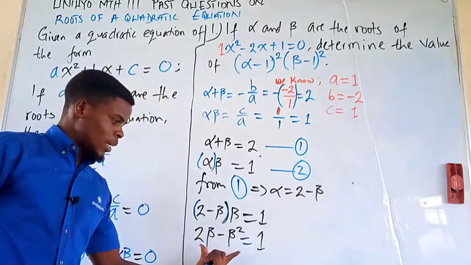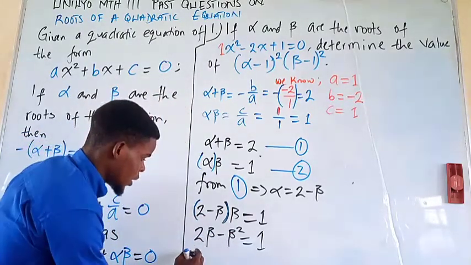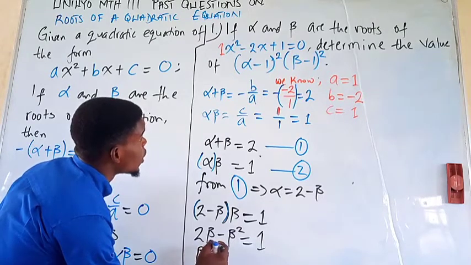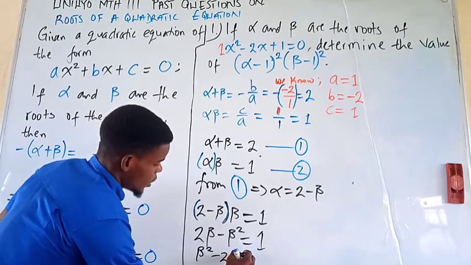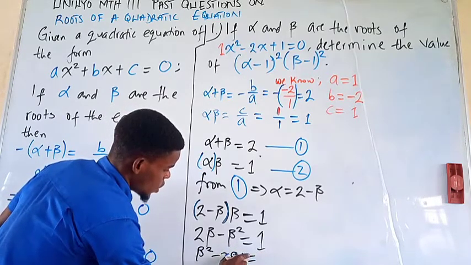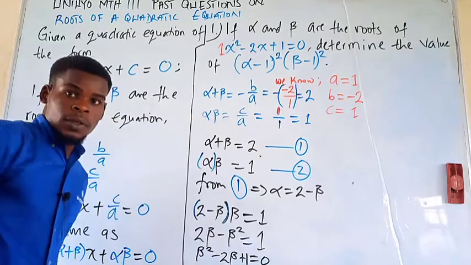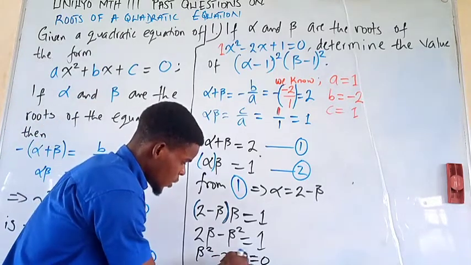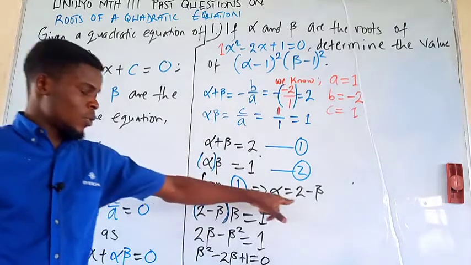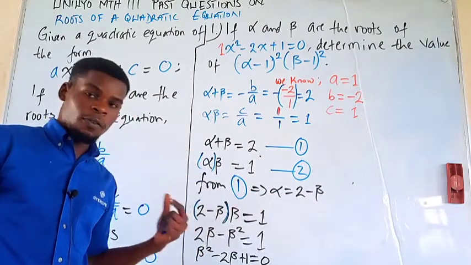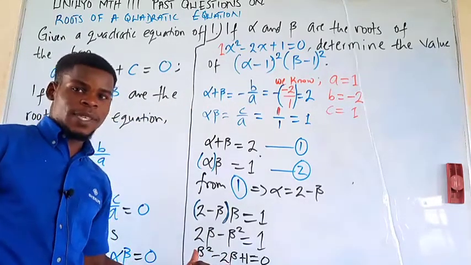From here, I can see this as a quadratic equation. In fact, let me rewrite it properly. We have beta square minus 2 beta plus 1 equals 0. Given that alpha equals 2 minus beta, we substitute that and get this for beta. If you compare this with the original equation, you see that they are the same except for beta in place of x.